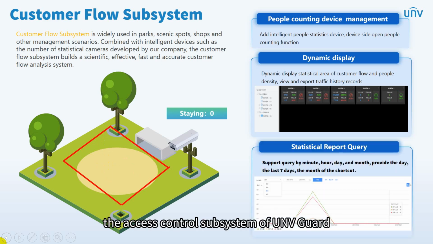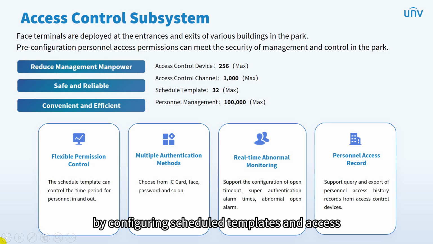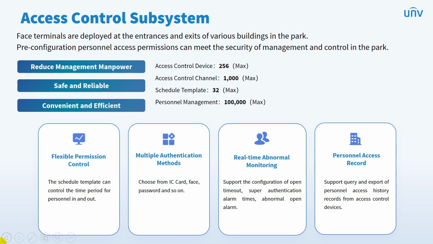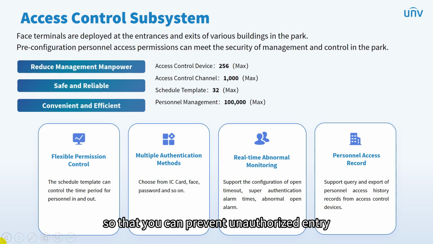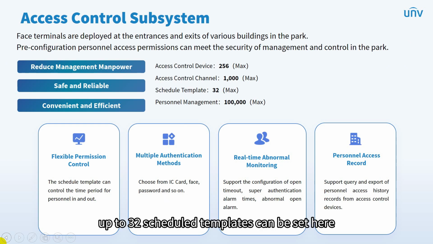The access control subsystem of UNV Guard can handle 256 access control devices and 1,000 access control channels, and supports personnel management for up to 100,000 people. By configuring schedule templates and access permission groups, you can restrict the access control channels and access periods for individuals, so that you can prevent unauthorized entry and ensure park security. Up to 32 schedule templates can be set here.